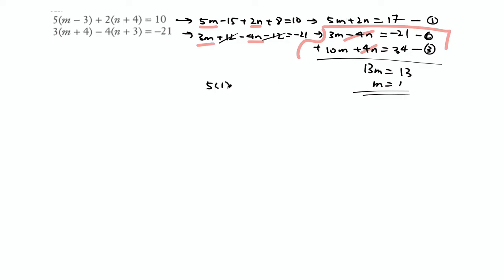Then I get 5 times 1 plus 2n is equal to 17. 2n is then 17 minus 5, which is 12, right? So divide both sides by 2, and you get n is 6.